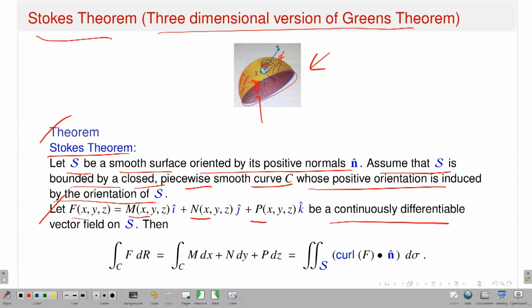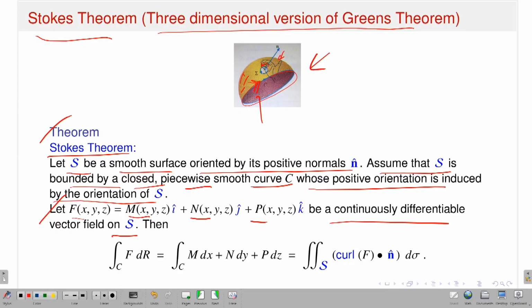So if I have a smooth surface with a given orientation, or positively oriented, then it automatically induces an orientation in the boundary curve, and I am talking about the positive orientation of the boundary curve. Then you start with a vector field capital F, which is continuously differentiable on the surface S. Then this is the corresponding statement.